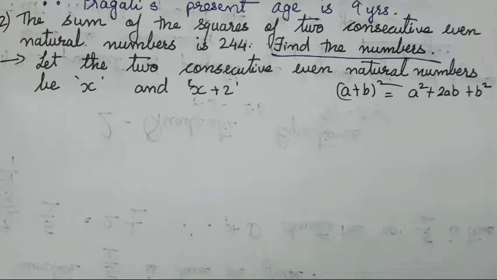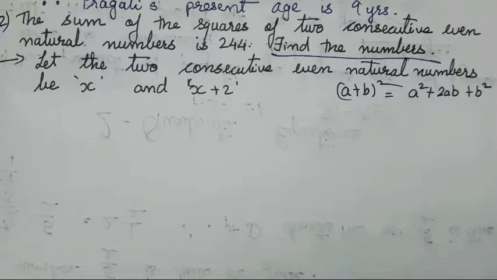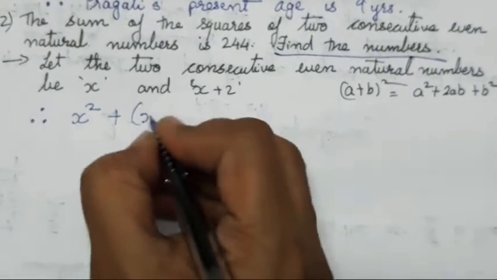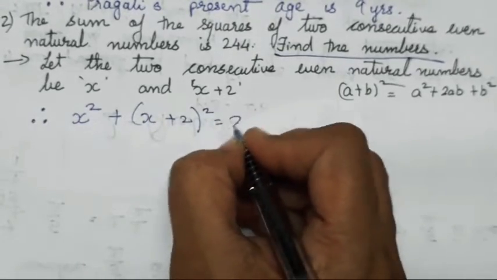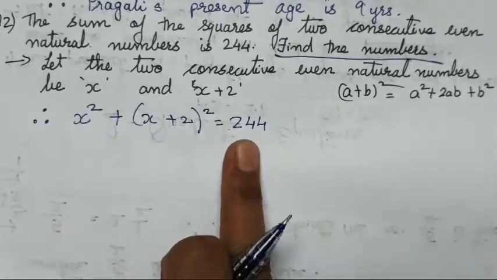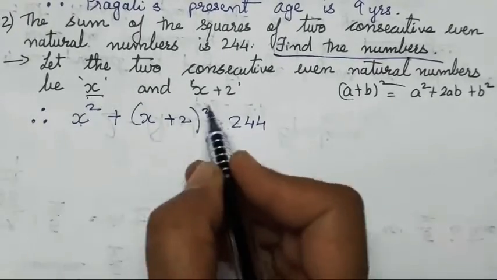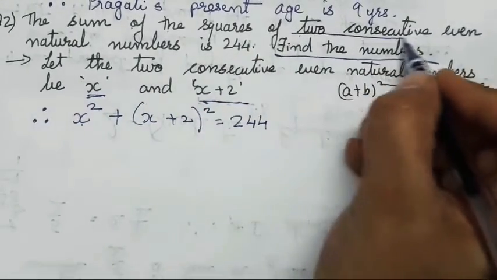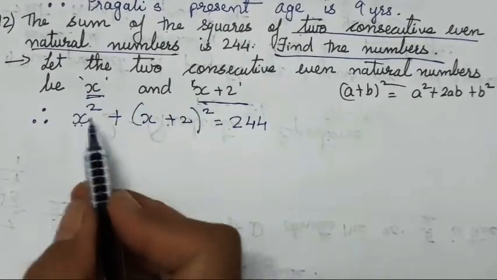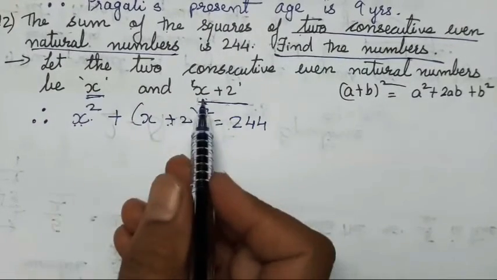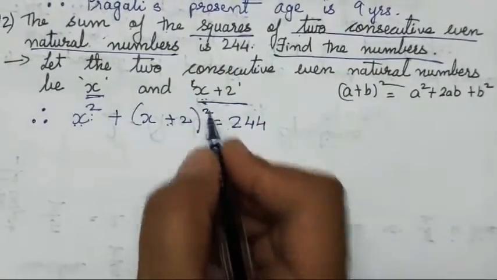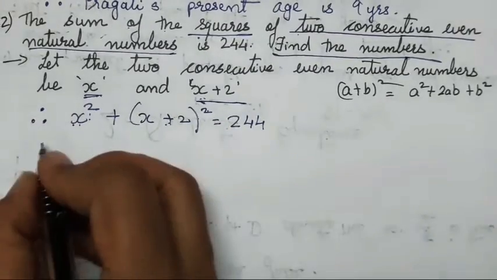Alright, now what we have to do? We have to expand it in such a way that we will be able to get the two consecutive numbers. So therefore x square plus x plus 2 square is equal to 244. Now I will explain to you where we got this, because these are the two terms that we have to take, isn't it? The sum of squares of two consecutive even natural numbers. The two consecutive even natural numbers are the ones that we have supposed. Okay, they have said square, isn't it? Square, therefore we have to add a square over here. I hope this step is clear.